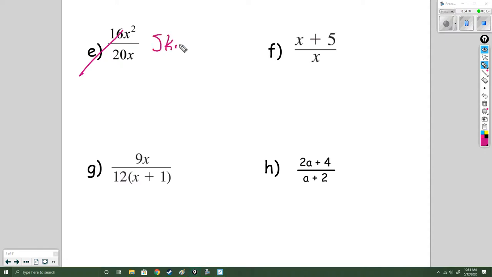I'll just skip there. For F, this one is probably one of the most commonly missed questions here. When asked to simplify this expression, I'll see a lot of people just write 5. All right, and 5 is not the answer.